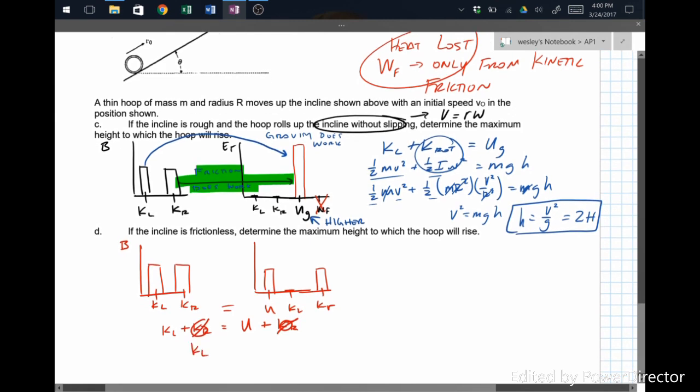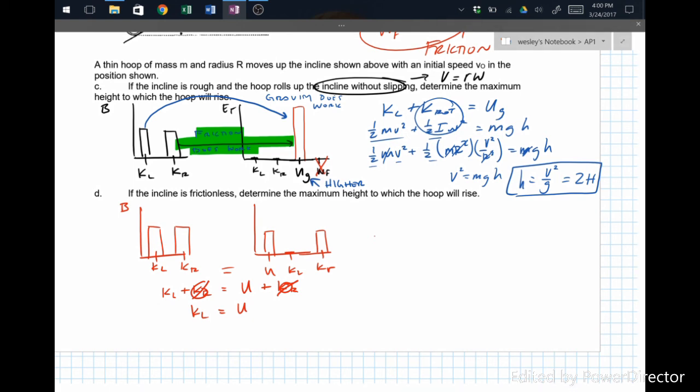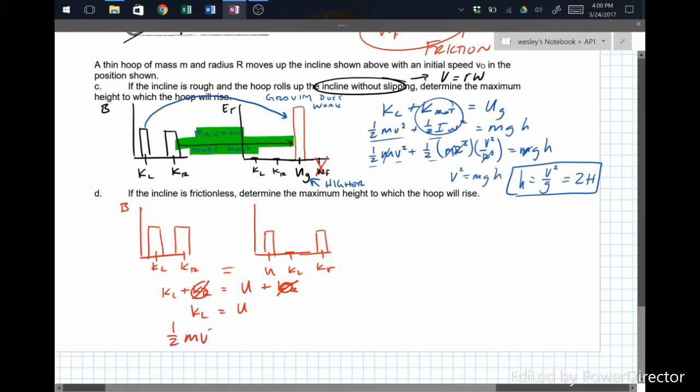So linear kinetic energy turns into gravitational potential energy. There's no change in the rotational energy. When that ring goes up, it's spinning at the bottom, and because there's no friction, it's spinning at the same rate at the top. It slides the whole time. So 1/2 mv squared is equal to mgh. My m's go away, and the height here comes out to be 1/2 v squared over g, which is the same height that we had in part A.